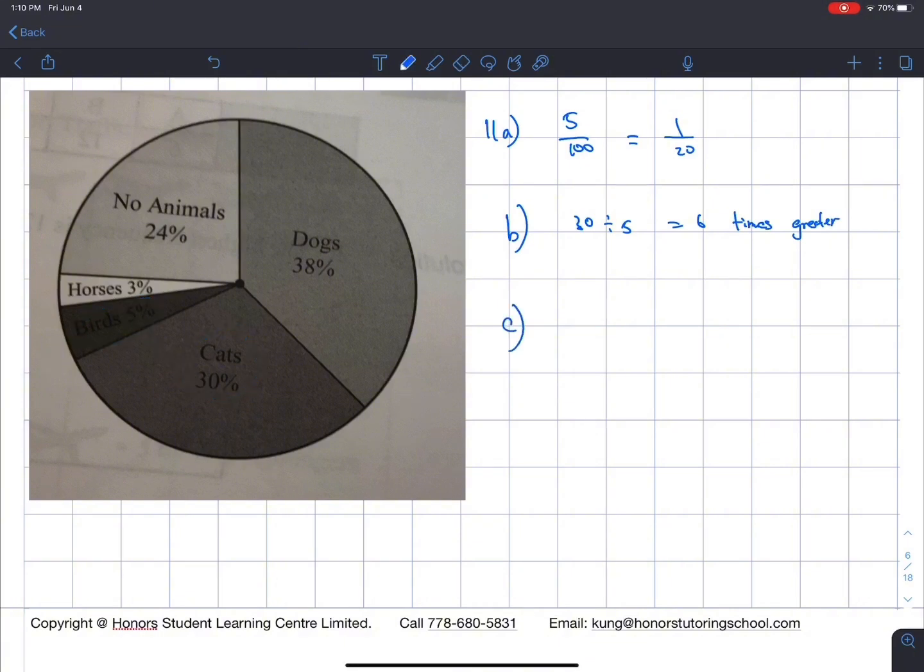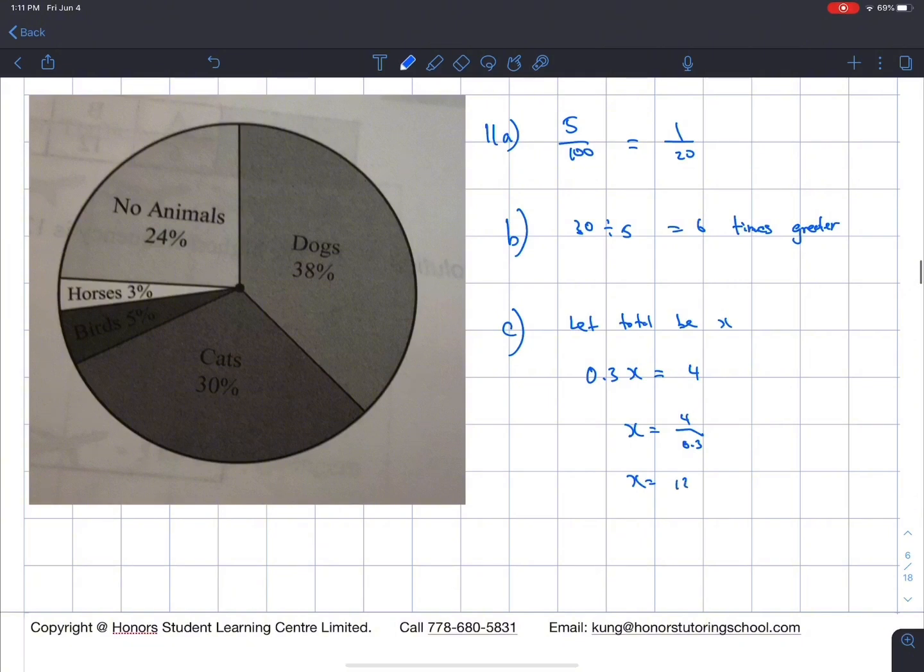If 4 million people have cats, how many have no pets? We can let the total be x. Then I can say that 0.3, the amount of people who have cats, times x equals 4. So now x equals 4 over 0.3, which is 13.3 repeating million people.